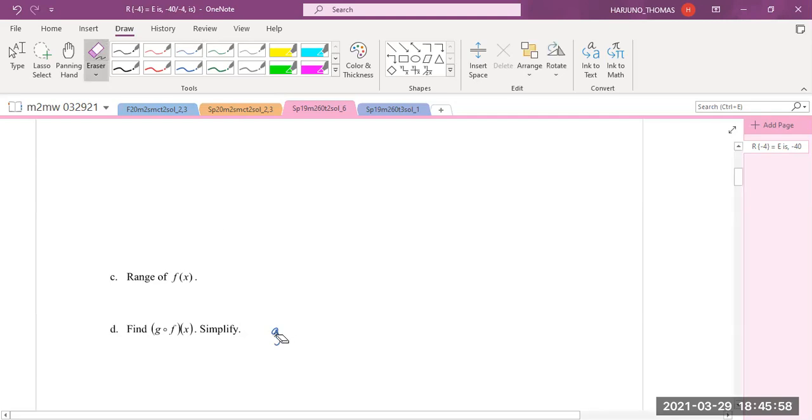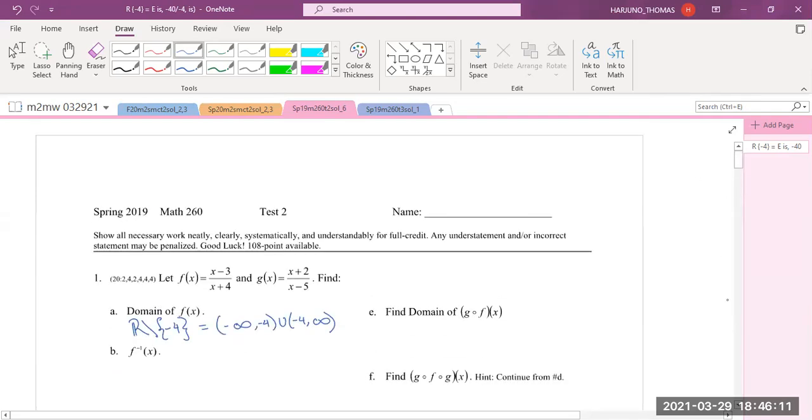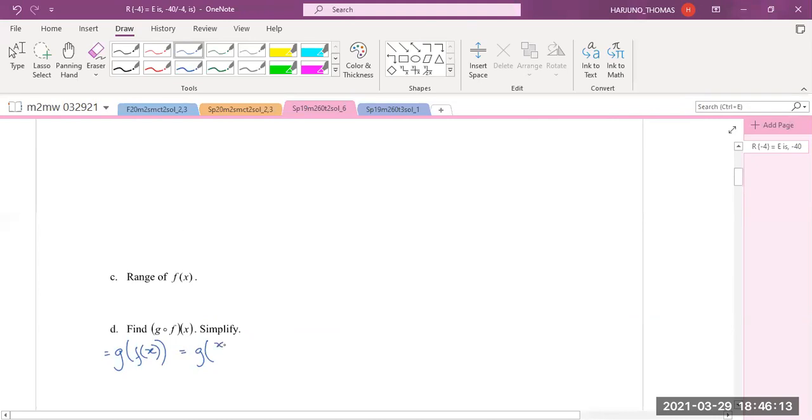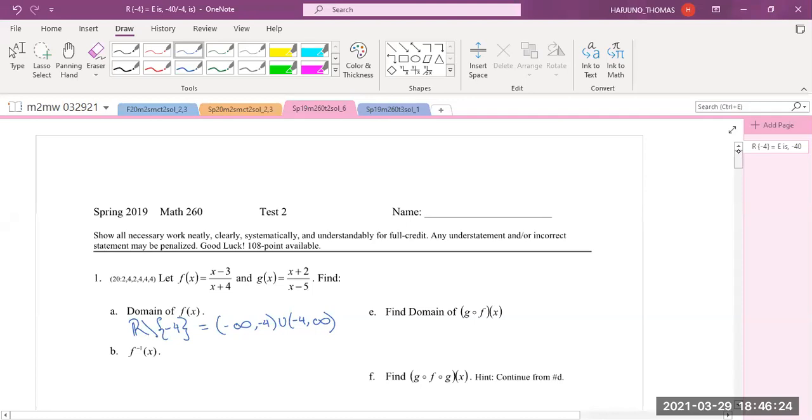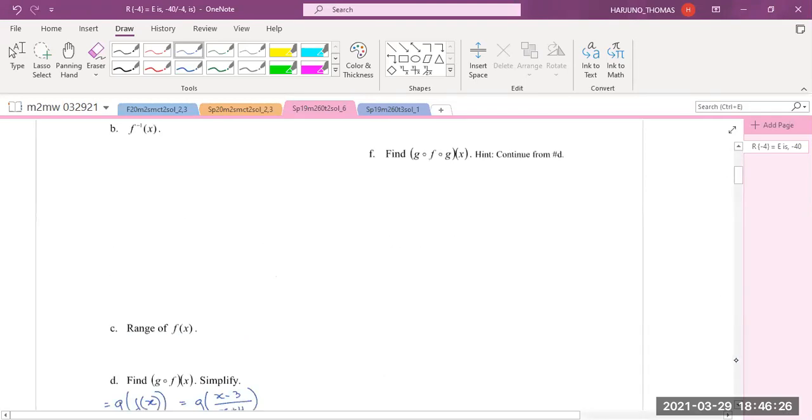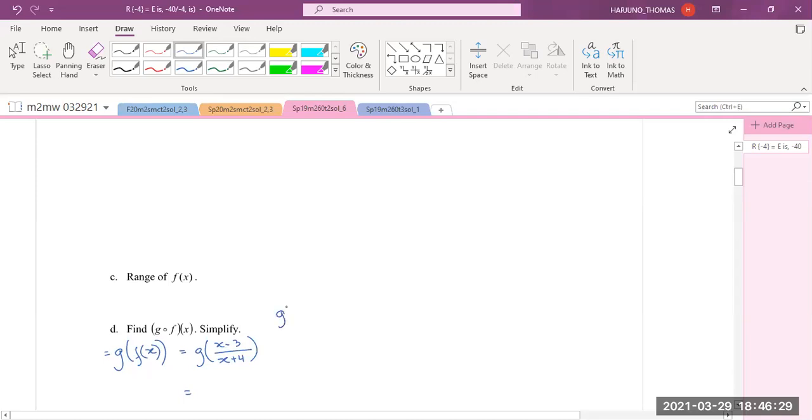G compose f of x means g of f of x. Now f of x is equal to what? x minus 3 over x plus 4. So x minus 3 over x plus 4. Now, what is g of blah? g of blah is blah plus 2 over blah minus 5. So g of x is x plus 2 over x minus 5.